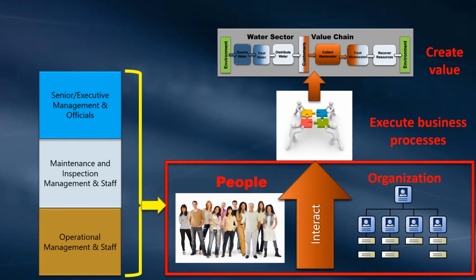As we look at the people aspect, we can see that to execute the business processes and create value, people across the organization interact with each other to get things done. The organizational structure and culture will determine whether interaction will take the form of collaboration.